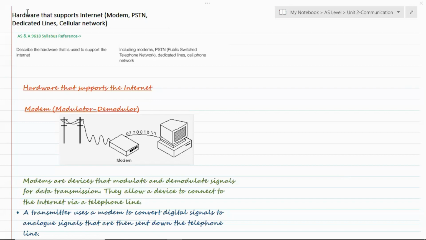So that's all about today's topic, that is hardware that supports the internet, including modem, PSTN, dedicated lines, and cellular network.